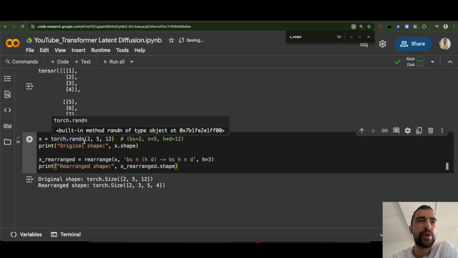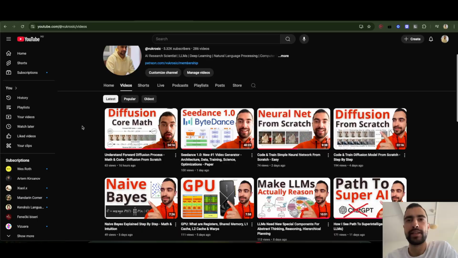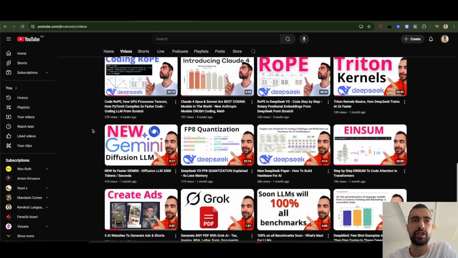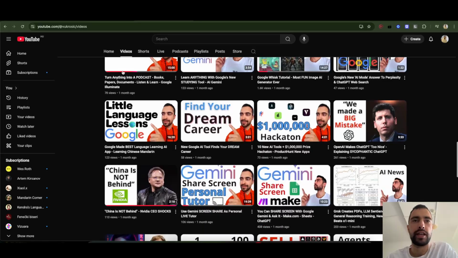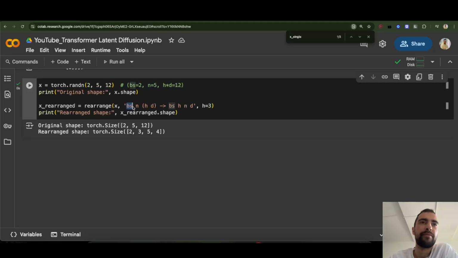Next, let's say we have a tensor of shape 2, 5, and 12. So batch size, the number of tokens in a sequence, for example, and then the number of heads and dimension per each head. Let's say we have this last number 12. If you don't understand the attention mechanism, I explained it in my video coding DeepSeek from scratch. You can just search for it in the search bar and watch it. So I won't be explaining the attention mechanism here too much.